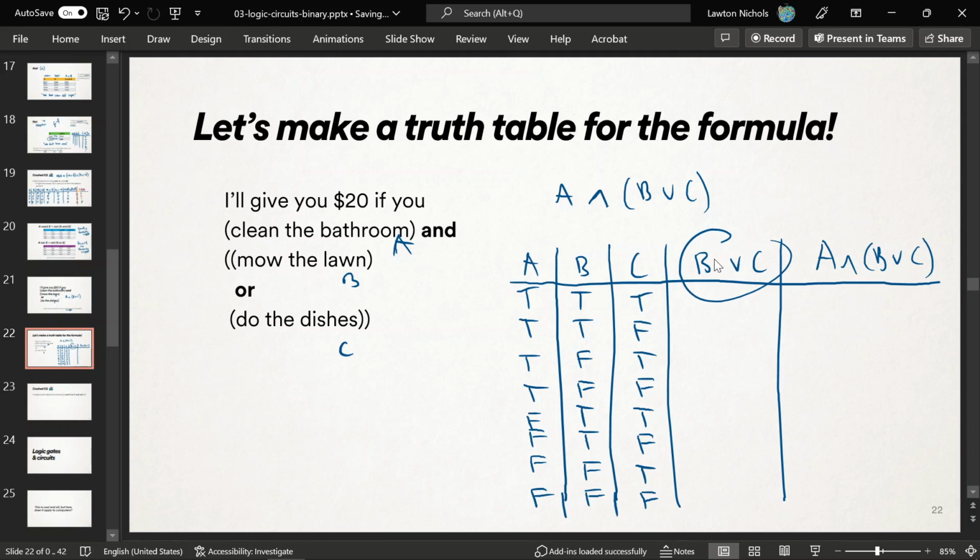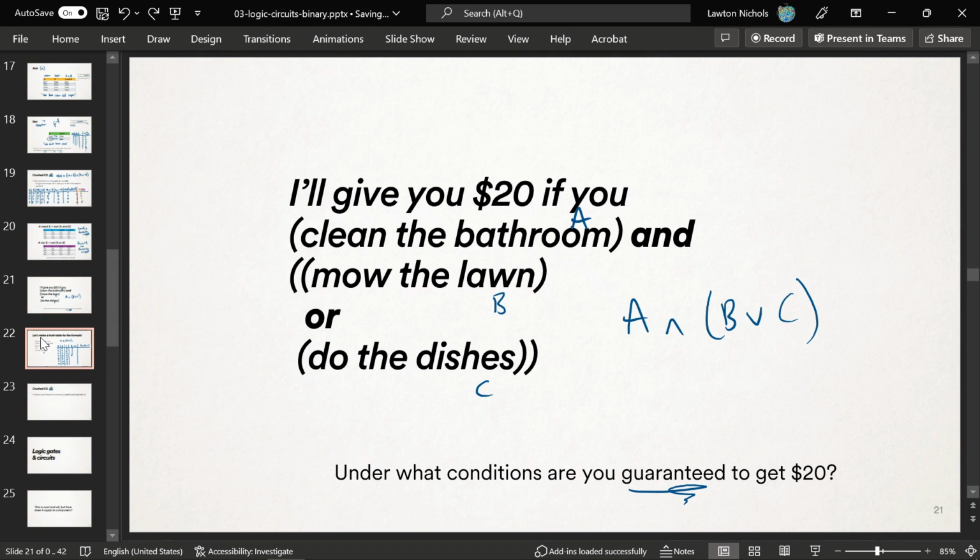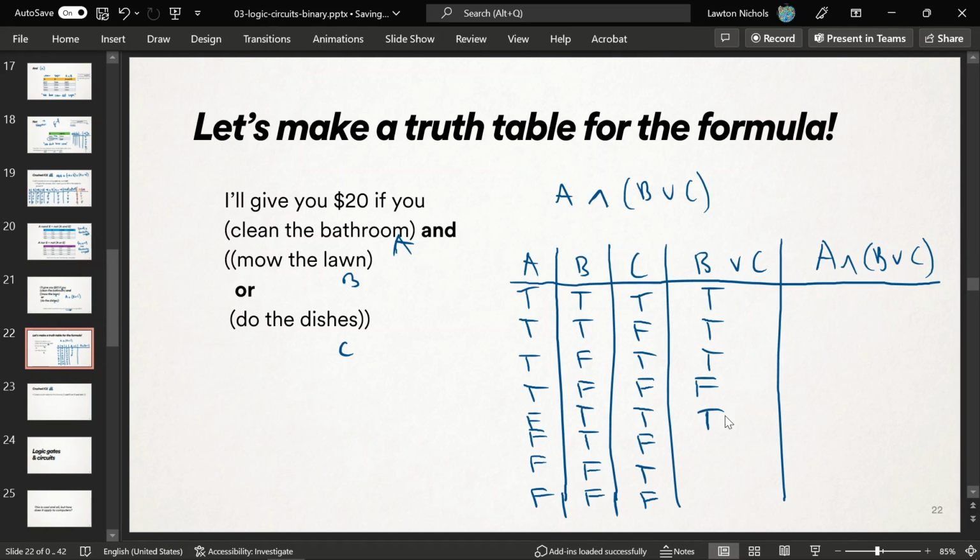And then we'll do B or C. Let's see all the times that one is true, or one or both. So that's true, false or true is true. This one's false because they're both false. And then there's true, true, true, true. This one is the only one where it's false because they're both false. So true, true, true, false. Then we would like to AND this with this to get the final answer. So AND it with A.